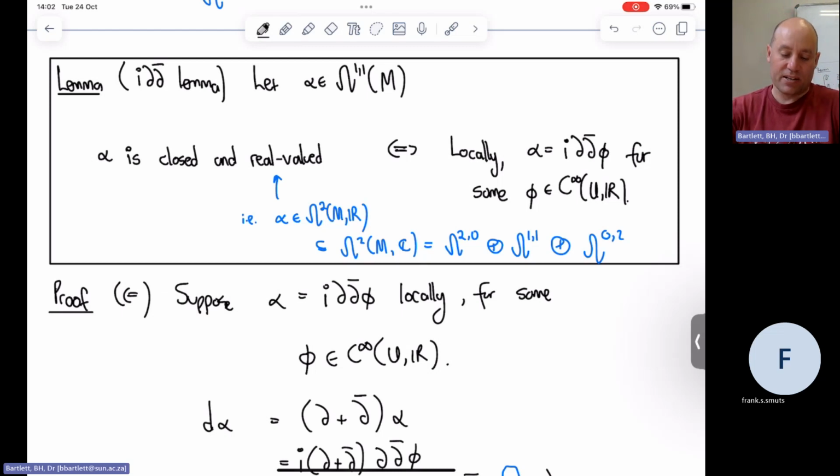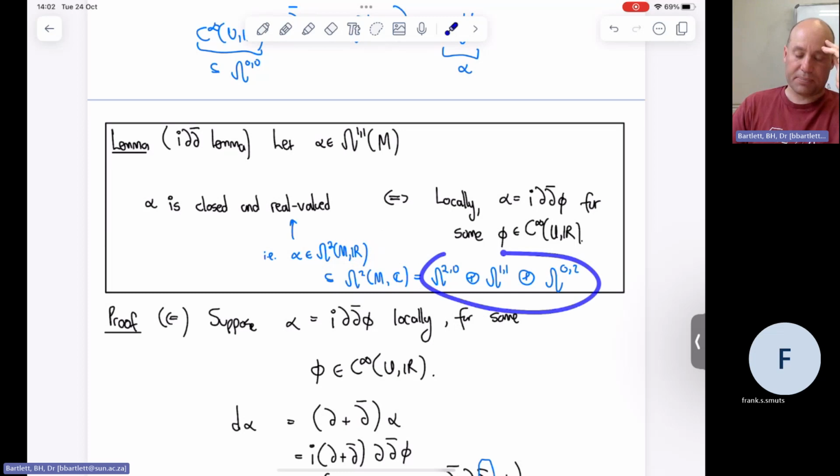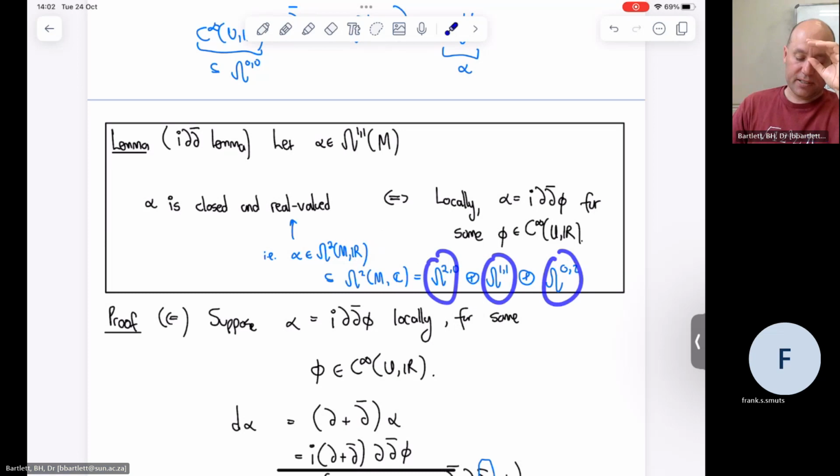So where we ended last time was with this i del bar lemma. It was a sort of interesting lemma, which was a bridge between the real and the complex worlds. It says that if you've got a closed and real valued 2 form on a complex manifold, now a 2 form is living inside the complexified 2 forms, and the complexified 2 forms breaks up as this direct sum. So you could, in principle, have components here, here, and here.